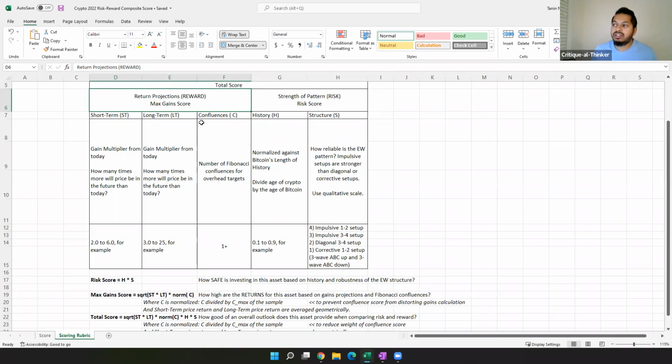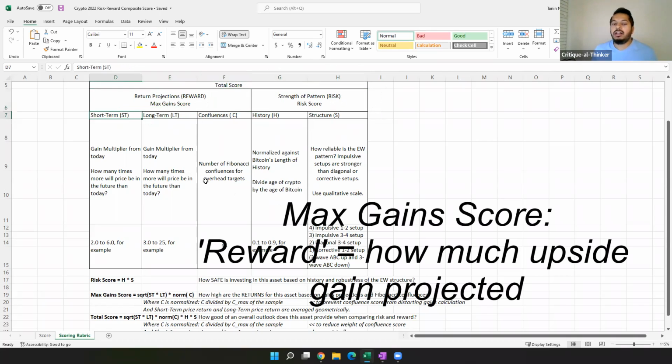So you've got your reward on one side and your risk. The reward is all about how much we can gain, and that is what we're calculating based on the short-term return projection and the long-term return projection. The max gain score is based on how high we think we're going to go. If you've been watching my videos, you know that I have Fibonacci extension targets overhead, and it's a combination of what we have in the short term and the long term, the details of which I will go over later in this video. The confluences are based on how many Fibonacci extensions align with that particular target. That's something else we'll go into in detail, but the more, the merrier.